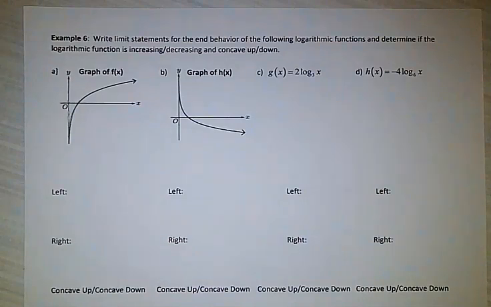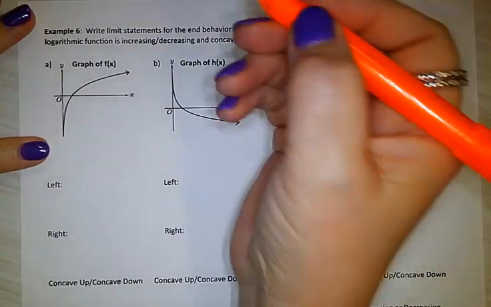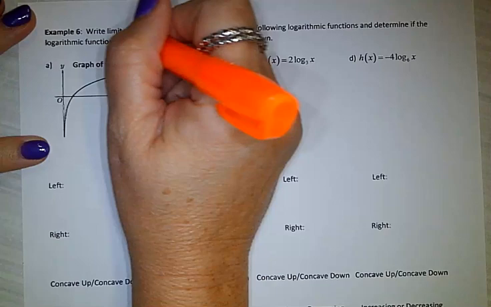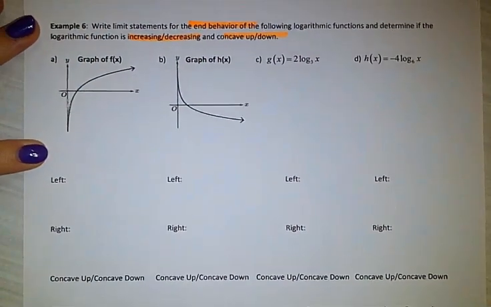Okay, now we're going to look at example 6. In example 6, we are looking at some of the characteristics that we've talked about in other functions or in other topics, like we did in exponential. We're going to go over characteristics. So we're going to look at the end behavior statements. We're going to look at whether it's increasing or decreasing and whether it's concave up or down.